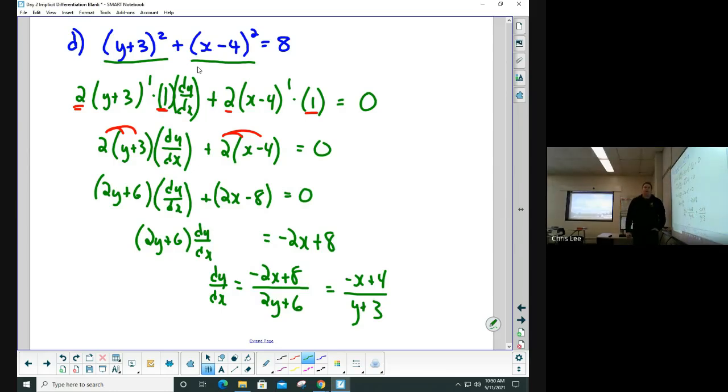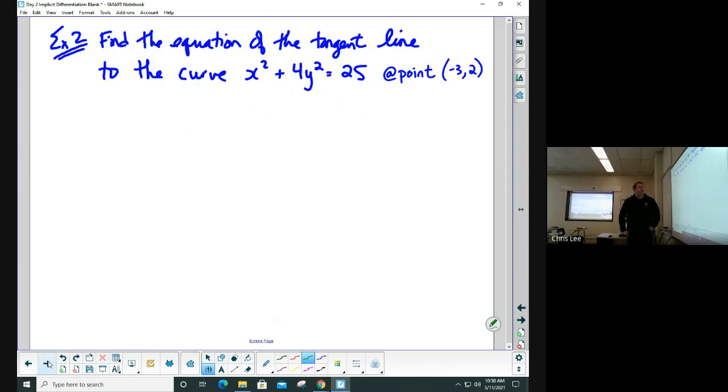Okay, and then the last example I'll do with this brings back one of the questions that I promised we would see every single unit, and that is find the equation of the tangent. So you had a couple of these on the test, find the equations of the tangent line to the curve. The only difference between this one and the equations that you would have done on the test is the equation is not explicitly in terms of y. It's implicit, but our strategy is exactly the same. I'll give you a second to copy that down.